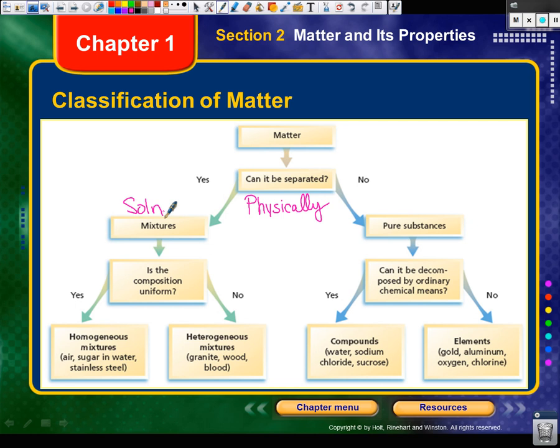So then if it's a solution or a mixture, you have to ask yourself another question. What's that question? Is the composition uniform? What does it mean to be uniform? Does it look the same? Okay? Is it identical throughout? Okay, up there, the faucet head on the sink. Does that entire piece of metal look identical on the faucet head on the front counter? Okay, it looks the same.